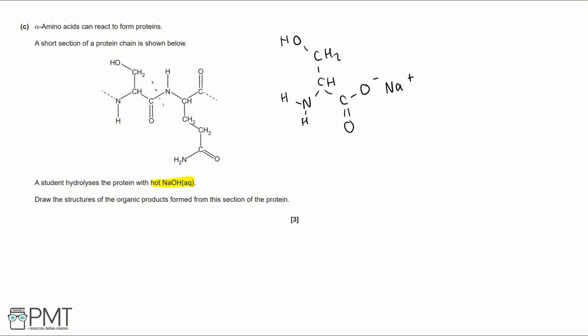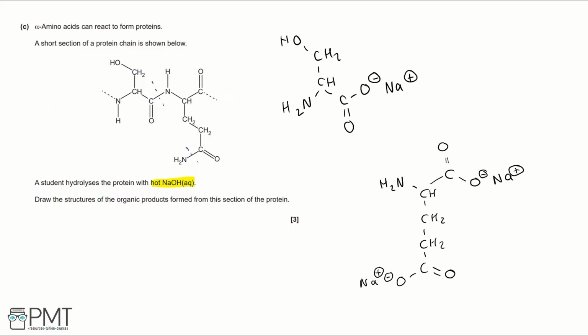Our second structure is going to be what's left over, so we're going to have a carboxylate ion again, which is paired with a sodium, and then we're going to have the rest of the structure the same until we get to the end where you've got your double bonded oxygen or your carbonyl. Here it's going to turn into a carboxylate again, so you're splitting this bond as well. And finally we need to have our added hydrogen on the NH group.